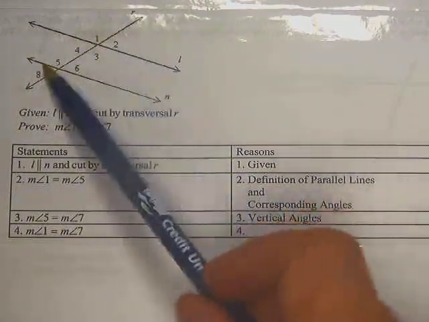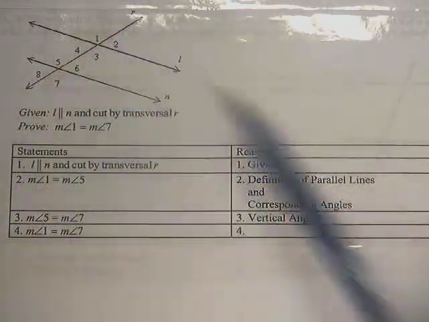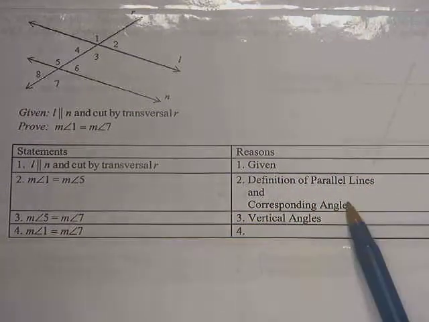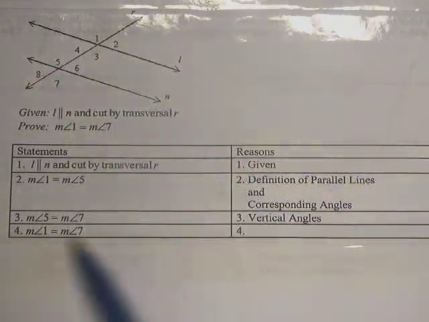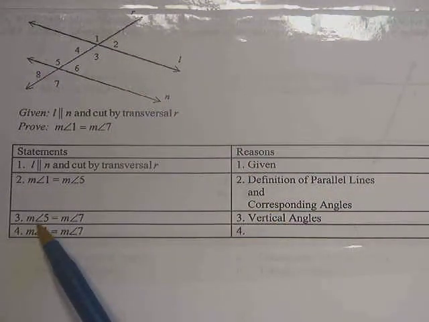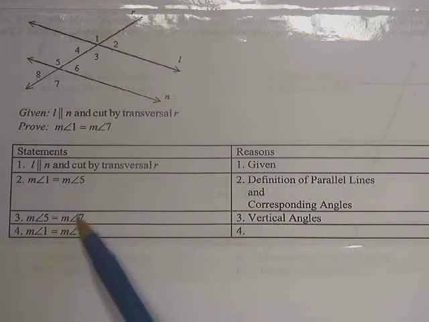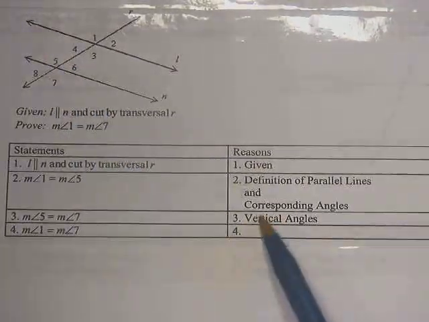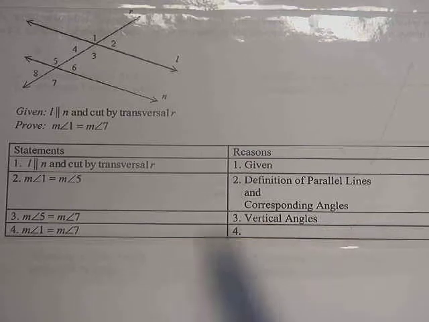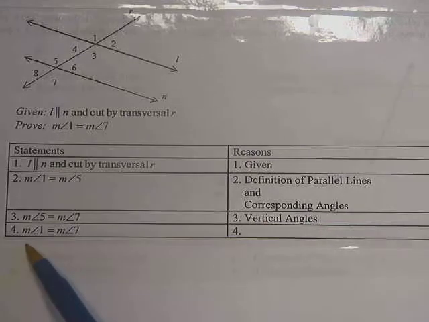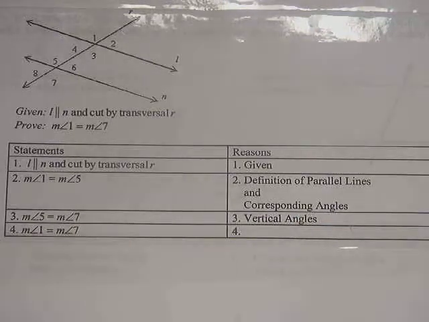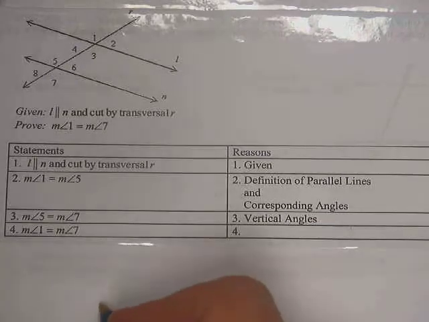That's given. Then we know measure of angle 1 equals the measure of angle 5. Because since they are parallel lines, 1 and 5 are congruent to the same measure because they are corresponding angles. So definition of parallel lines and corresponding angles. It also says measure of angle 5 equals the measure of angle 7. Okay? 5 and 7, they're across from each other, they're vertical angles.